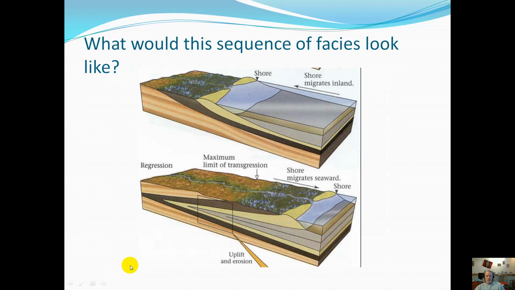Here are some things we also saw in class. Here we have a transgression where the water is increasing, so it would go into the shore more. And here it migrates seaward, or goes out, which would be a regression. And you can take any of these layers of rock and determine whether the water has risen or the water levels have receded.